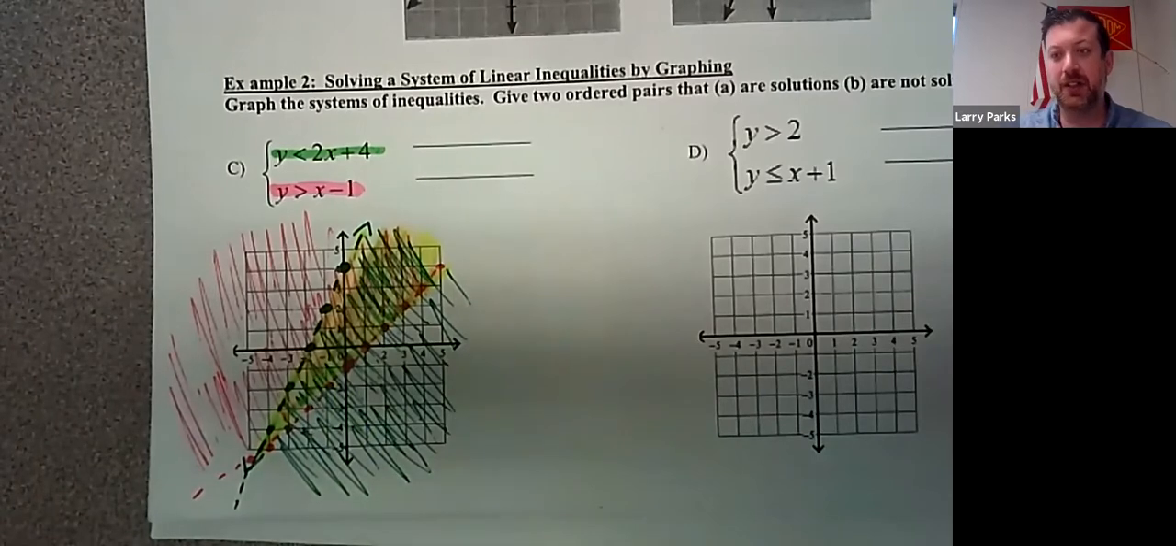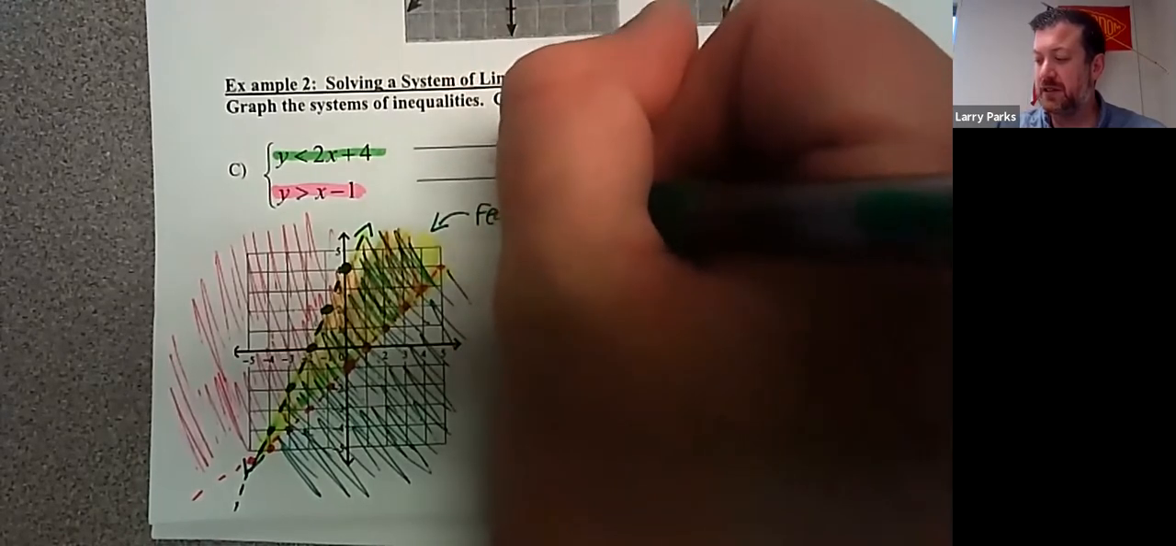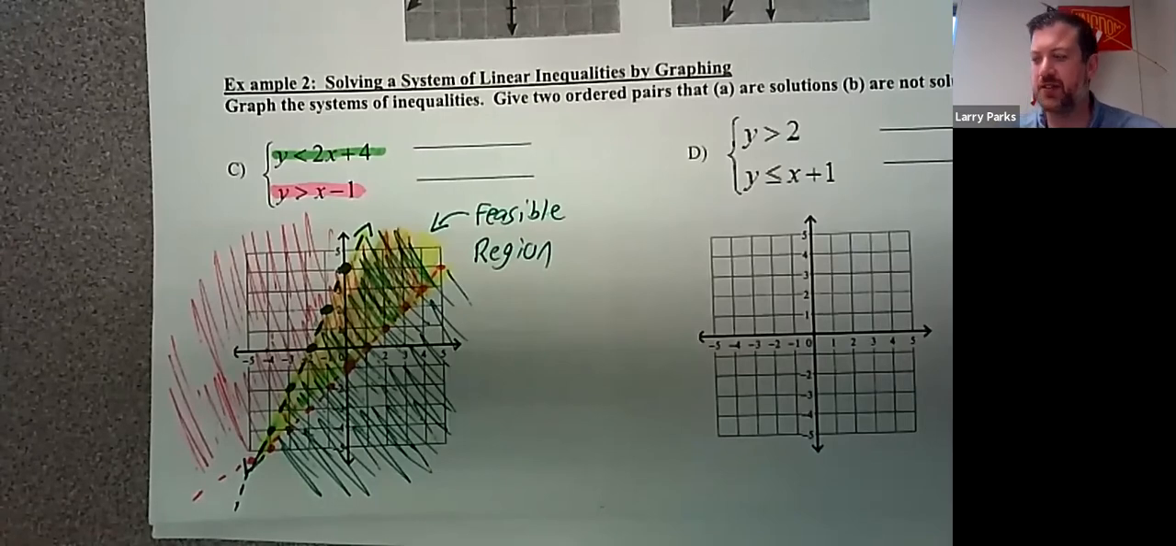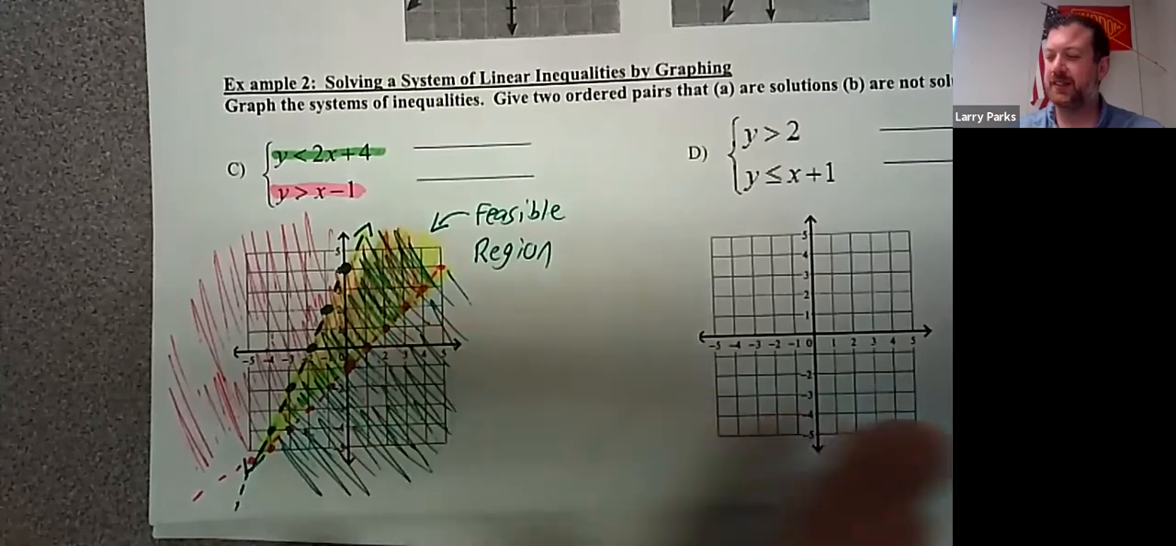And then even more so, if you're still not sure the teacher could see it, you can label this the feasible region. Okay. I'll try to be a little prettier with my shading next time. Let's go ahead and do D.